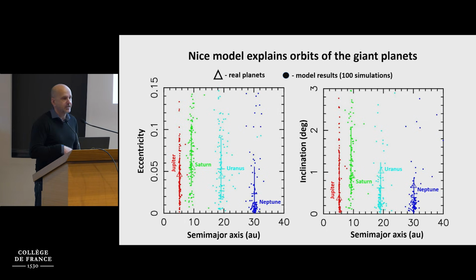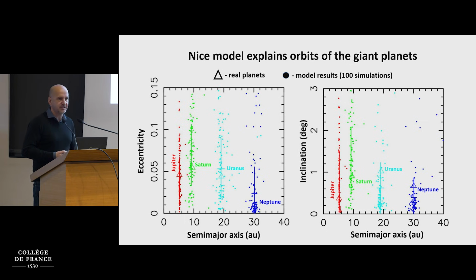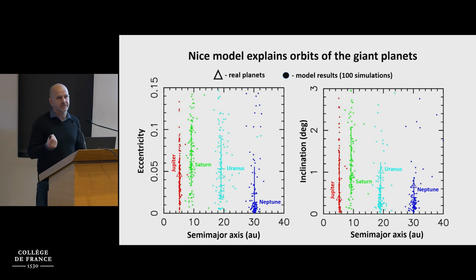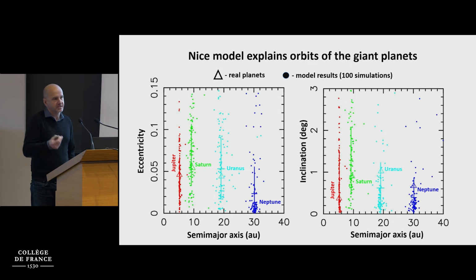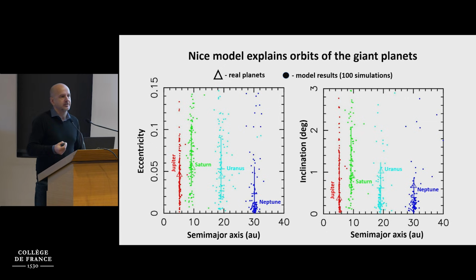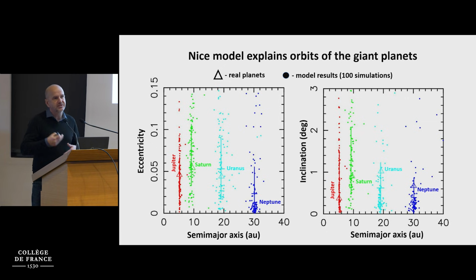Now the evolution of the system during the instability is stochastic, right? So it's not enough to do just one simulation, because you will get some random result from it. The thing you can do is to run a large ensemble of simulations, see what the results are statistically, and then statistically compare that to the real solar system.